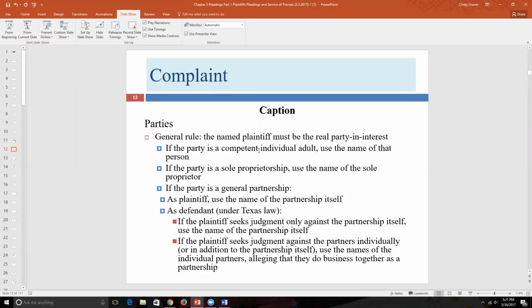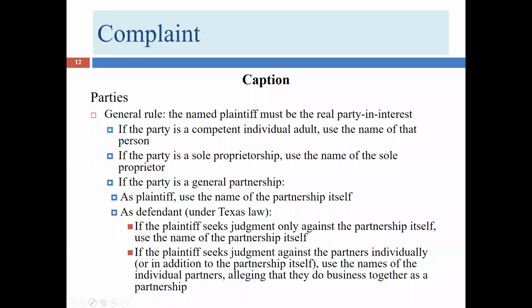If the party is a competent individual adult, use the name of that person. Okay, let's look at some terms here. Competent can throw people a little bit. You can say, well, gosh, Bob isn't that smart. He's not that coordinated. He's kind of an idiot, to be honest with you. I mean, he's an adult, he's over the age of 18, but I wouldn't call him competent. Well, the standard for competency for being able to sue and be sued is very, very low. Even if Bob has some diminishment in intellectual abilities, it's very, very likely he is competent under the law. So don't let this term fool you into thinking it's a high standard. It's a very, very low standard.